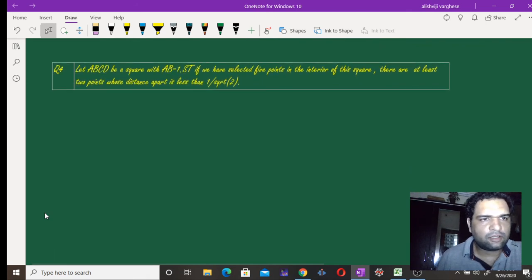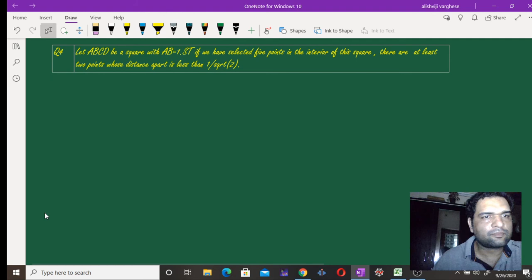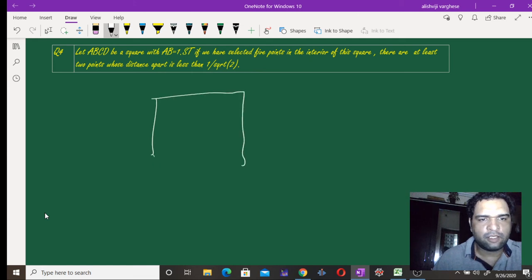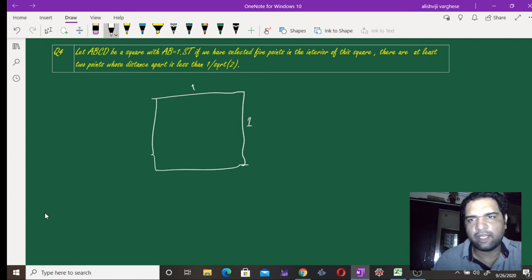Now, the fourth one is, let us consider ABCD a square with A into B is equal to 1. So it's a square, which means 4 sides are of equal length, and A into B is equal to 1 means A is 1 unit and B is 1 unit. And show that if we select 5 points in the interior of the square randomly or in any way, there are at least 2 points whose distance apart is less than 1 by square root of 2.